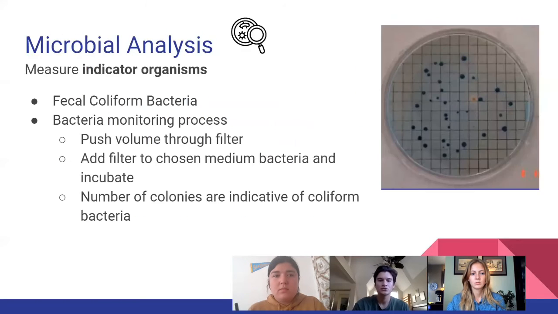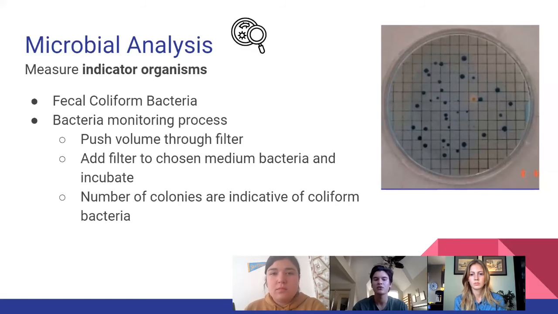Moving on to microbial parameters, basically it is too costly to test for all bacteria or pathogens. So in municipal wastewater, we primarily test for fecal coliform bacteria from feces. And we do this by measuring indicator organisms because the fecal coliforms are some of the most harmful bacteria, which can lead to fatal diseases within our water supply.